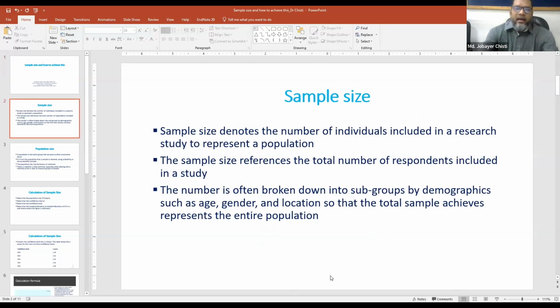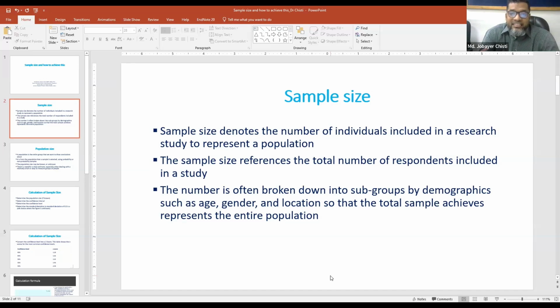As sample size is very important to actually answer the research question, we have to have a very proficient sample size. Sample size is used to denote the number of individuals included in a research study. This is mainly to represent a population, because an entire population might not be included in a study. It is also the total number of respondents included in the study.